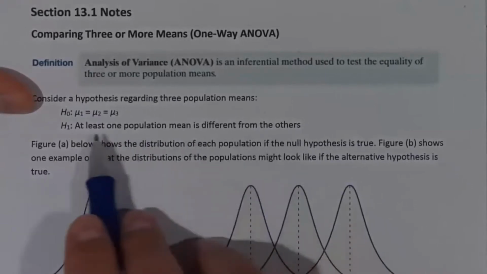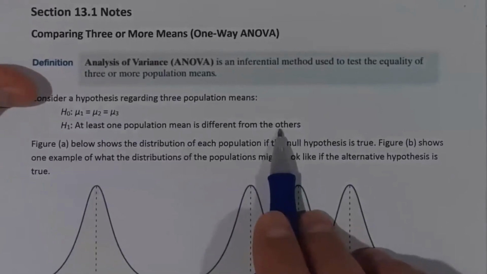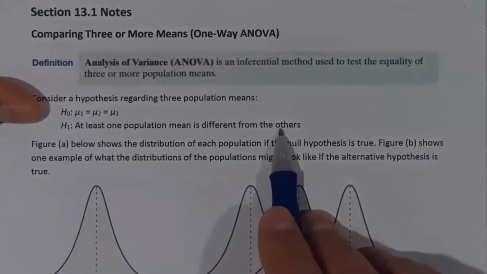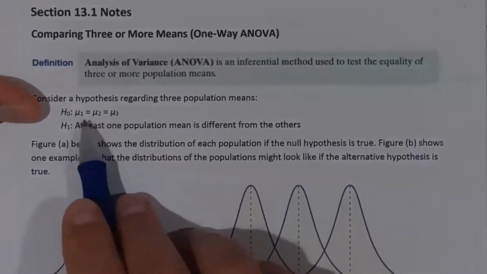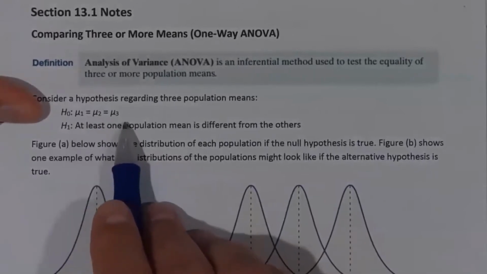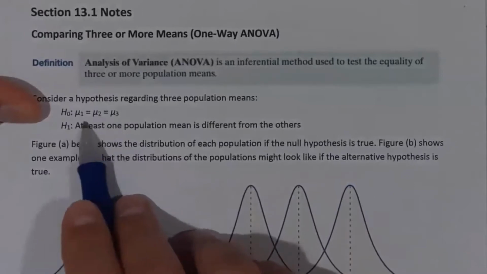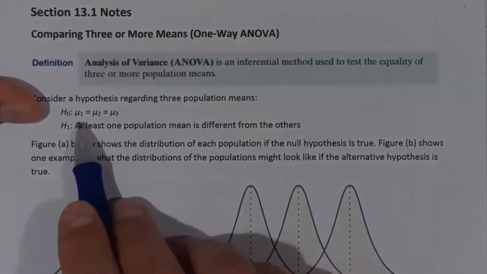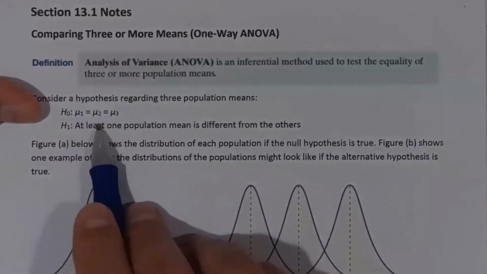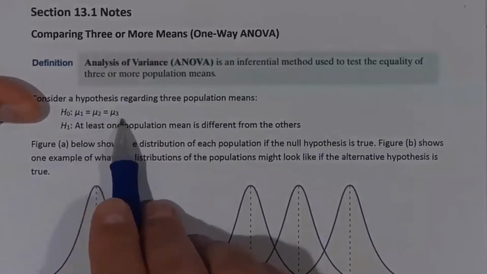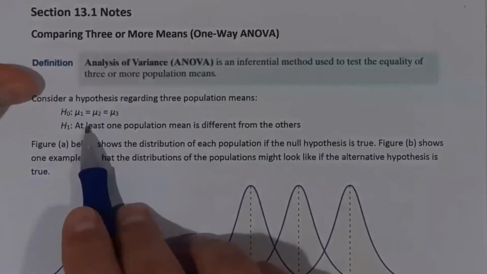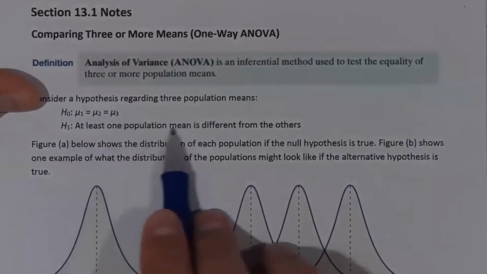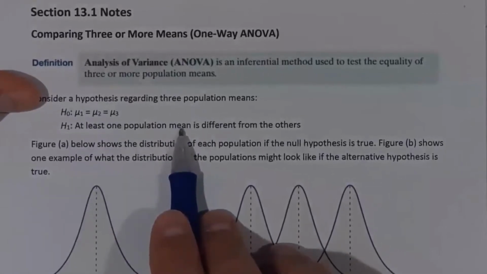So what does it mean for at least one of the means to be different from the others? Well, it might mean that none of them are equal to each other. So mu1 and mu2 and mu3 may all three be different. Or it could be possible that mu1 and mu2 are equal, but mu3 is different from those two. Or mu1 and mu3 are equal, but mu2 is different. Or mu2 and mu3 are equal and mu1 is different. And again, if we had more than three means, it would work the same way. There would just be more combinations of how things could be equal or not equal.